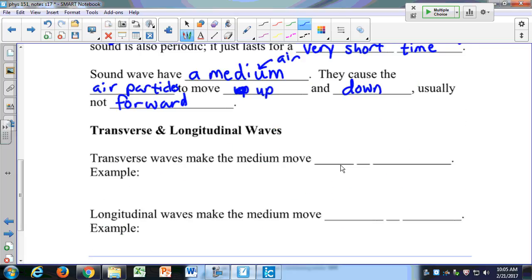Okay, so transverse waves make the medium move up and down.